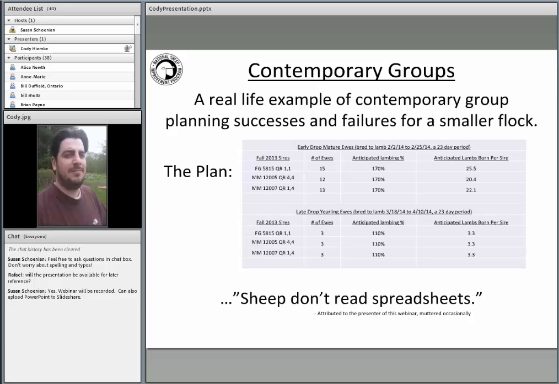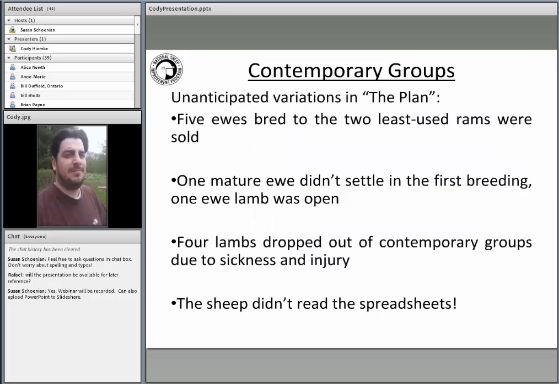I know every year I'm not going to have a good contemporary group on those because I just don't keep enough ewe lambs to create a good contemporary group. So, with that, you see my quote at the bottom, sheep don't read spreadsheets, because the plan wasn't as successful as I had hoped. It was still all right, but it didn't work as well.